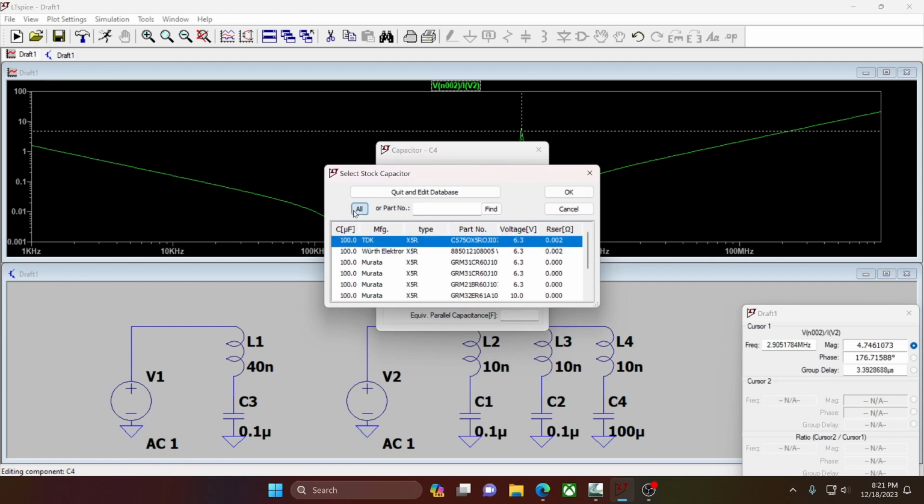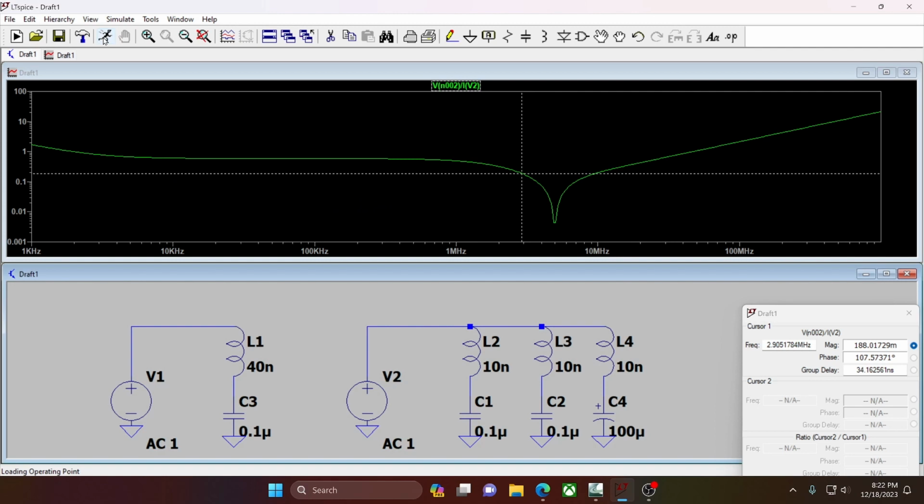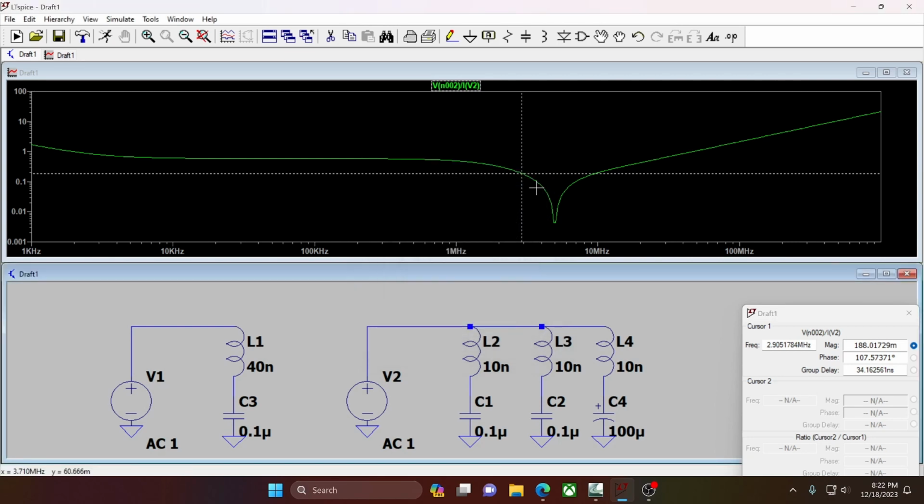Okay. We need to show all. Now what I'm looking for is an electrolytic. All right. So check this out. Big ESR compared to before. 0.59. Oh, look at that! So this is why sometimes you want an electrolytic. Because this high as hell ESR smooths out. It dampens those bloody peaks. Nice!